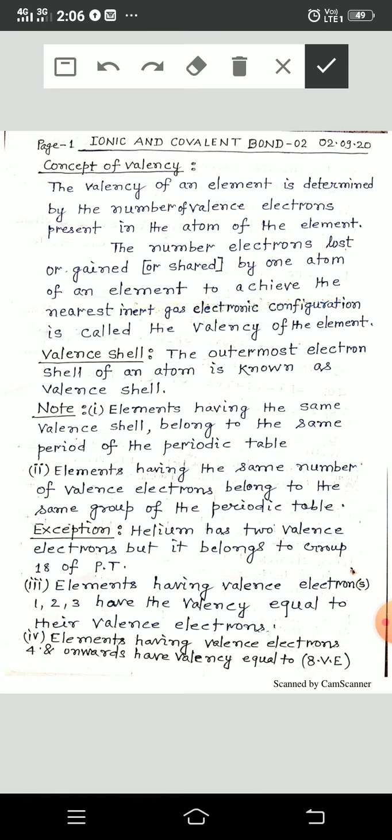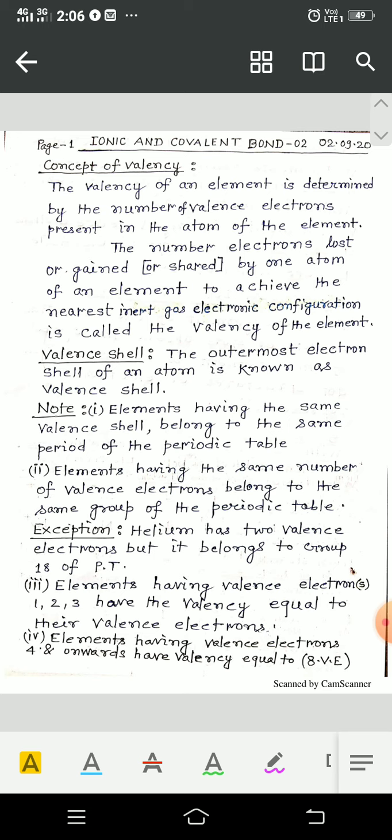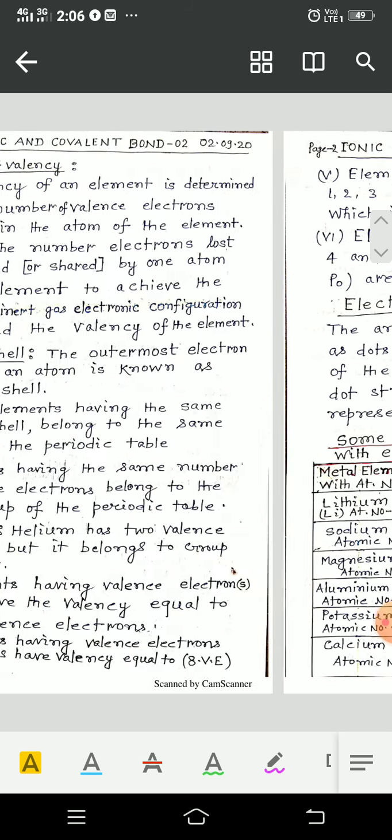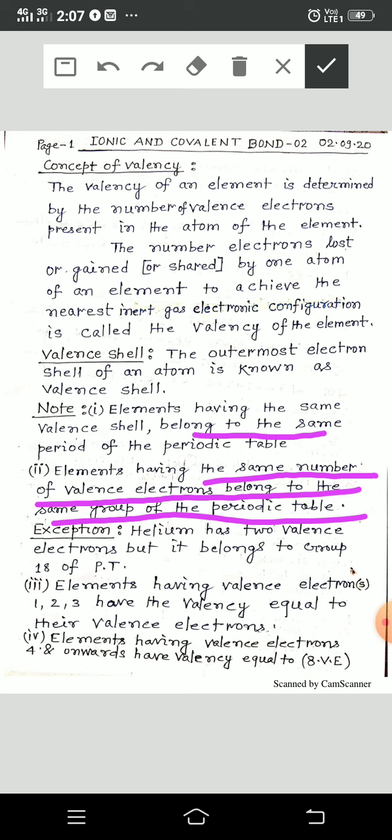Now about the valence shell. The outermost electron shell of an atom is known as valence shell. Means the shell in which the valence electrons are present is known as the outermost shell. Note, elements having the same valence shell belong to the same period of the periodic table. Elements having the same number of valence electrons belong to the same group of the periodic table.